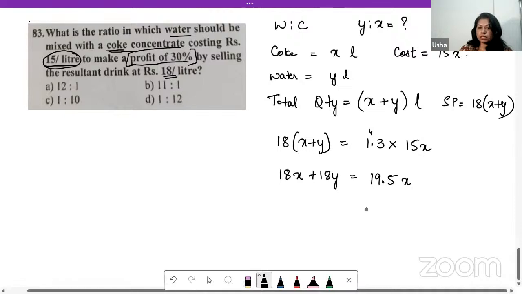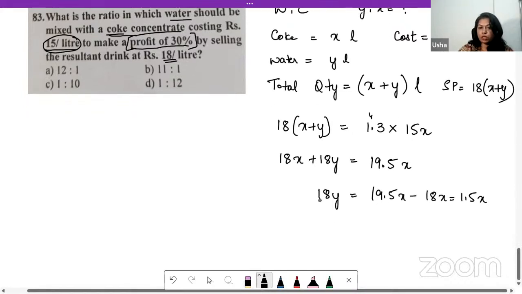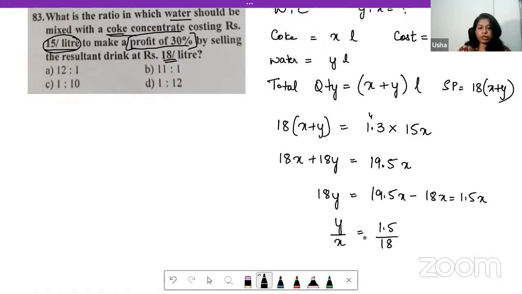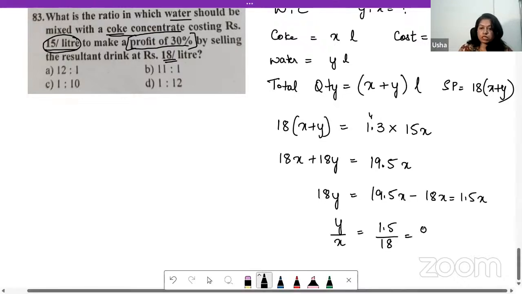I'll bring x to one side. Here I have 18y. 19.5x minus 18x is 1.5x. I'm supposed to find y is to x. So here let y be there. This x I will bring it here. Here I have 1.5, this 18, I will take it to the other side. Now I'll divide this by 3. 3 0.5s are 1.5, 3 sixes are 18.